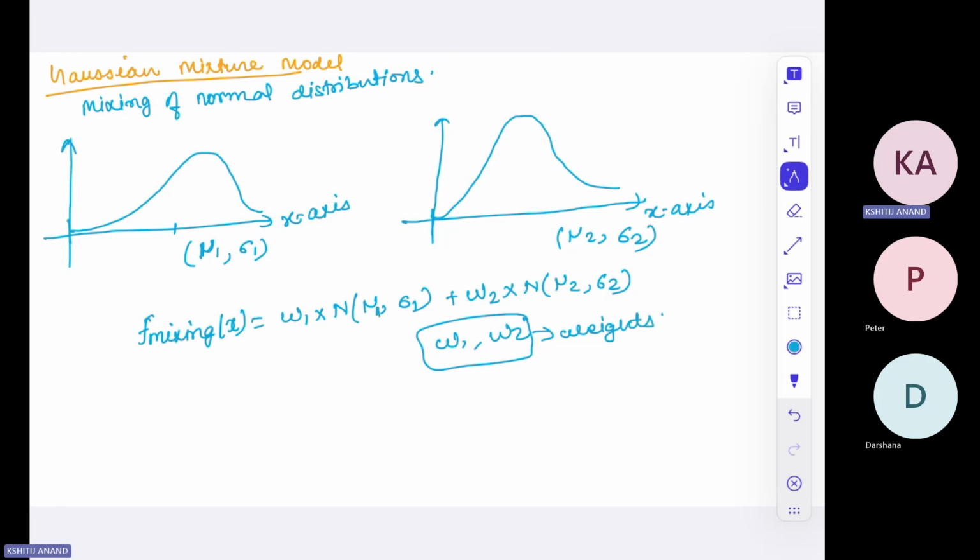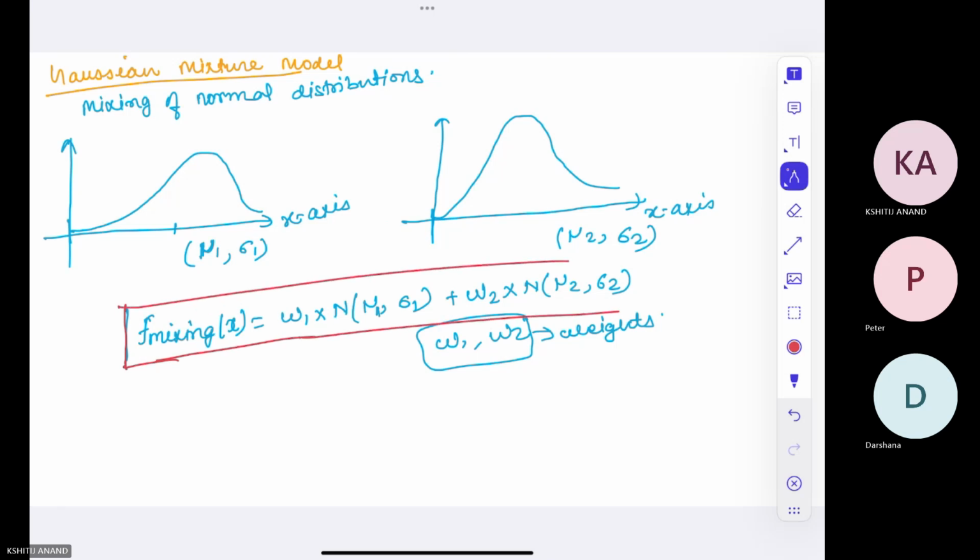Now, what does it mean? Let's understand it very clearly and very simply. If you look at this particular formula, for any given x, let us say this is x1 and this is x1, the same thing. The probability density of x1 according to the first normal distribution is something, let us say 0.3. And according to the second normal distribution, let us say the probability density is 0.5.